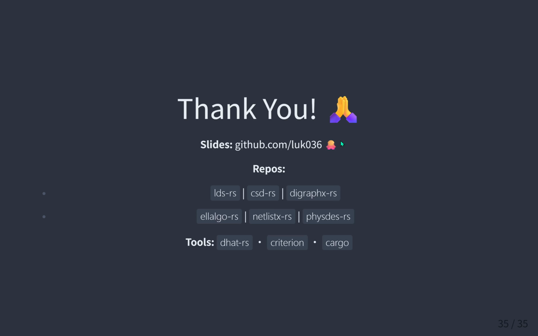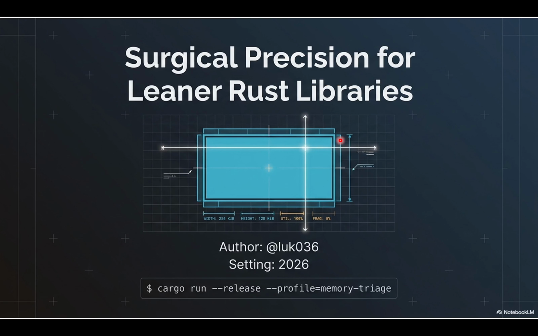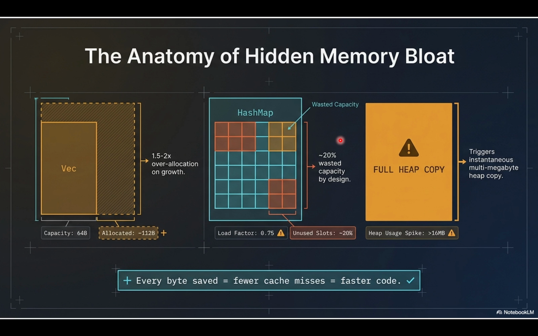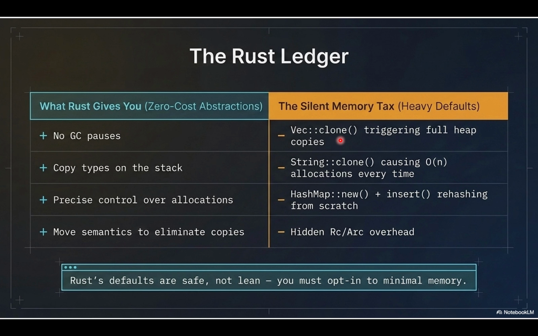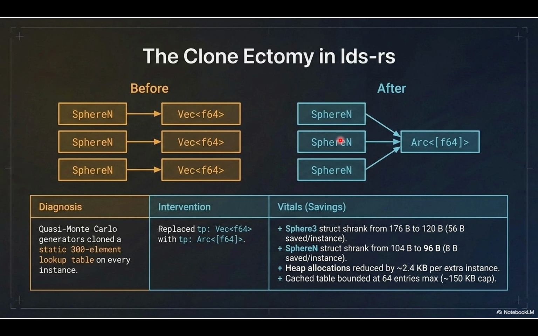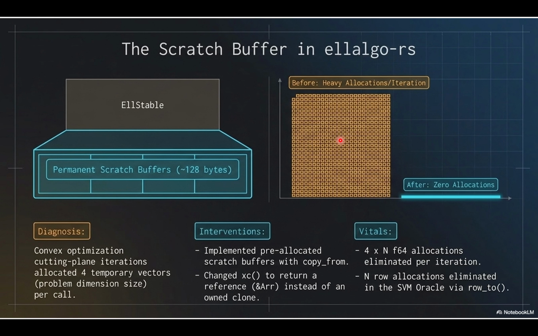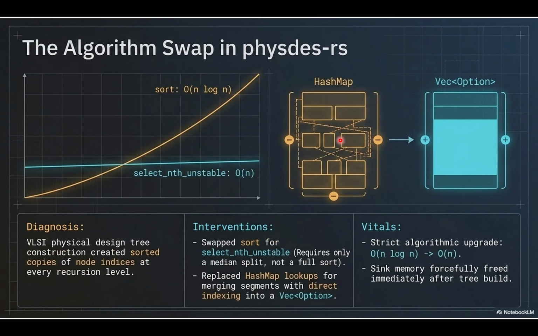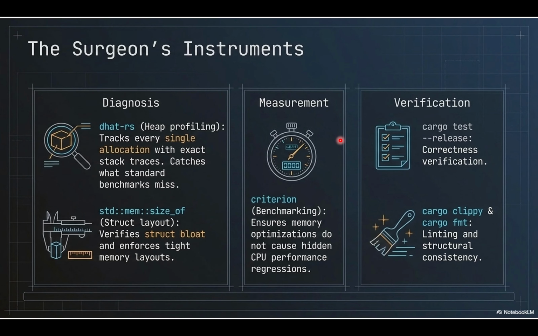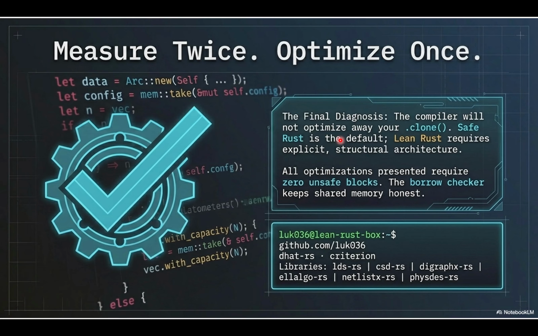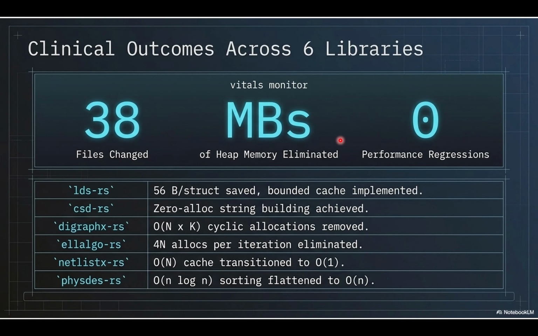It demands that you understand the life cycle of your data. Are you in a tight loop where you need to hoard memory to save CPU cycles? Or are you in a long running background process where you need to give memory back to the OS to maintain stability? And the presentation concludes with a really staggering metric. Across 38 files and 6 different open source projects, the author achieved 0 performance regressions. Zero. They didn't slow a single metric down.